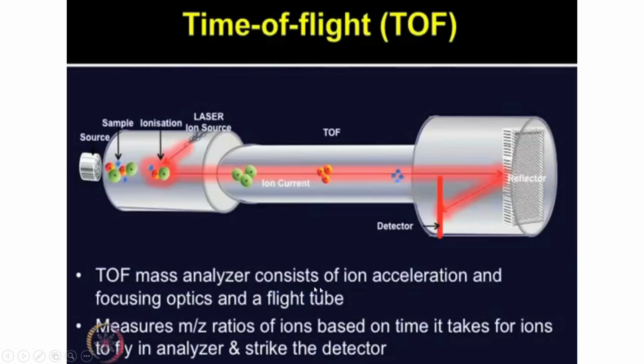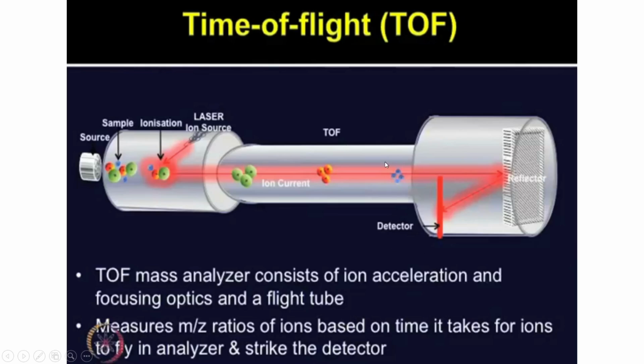So it's a mass analyzer, basically consisting of ion acceleration. Here there is acceleration and focusing optics, this is the focusing optics, and the flight tube. This is the flight tube, basically the region you are seeing here. It measures the mass to charge ratio of ions based on the time it takes for ions to fly in the analyzer. So this is the analyzer. Depending upon the time it takes to fly and strike the detector, it will try to analyze what specific peptide that might be.